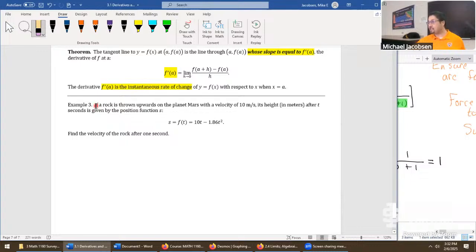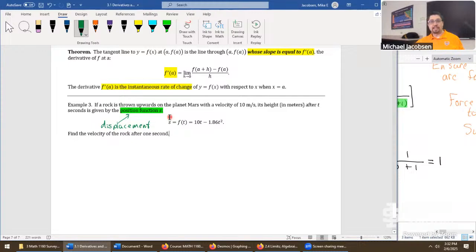So let's read through this. It says, it's thrown upward with a velocity of 10 meters per second. So that's just how fast it was going the instant it left your hand. Its height in meters after t seconds is given by the position function s. Sometimes the position function s is referred to as displacement, which we mean is displacement from a starting position. So the starting position would be the height once it was released, and then the displacement is where it is any moment of time after it was thrown.